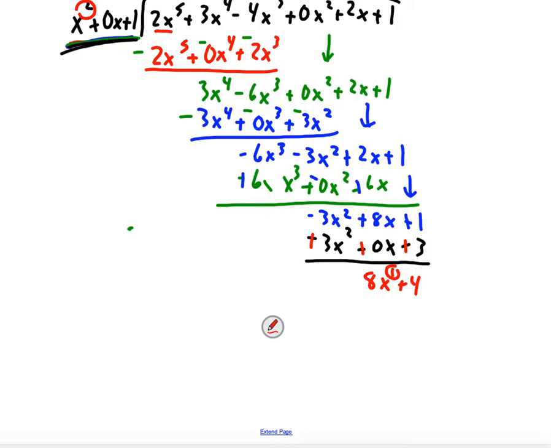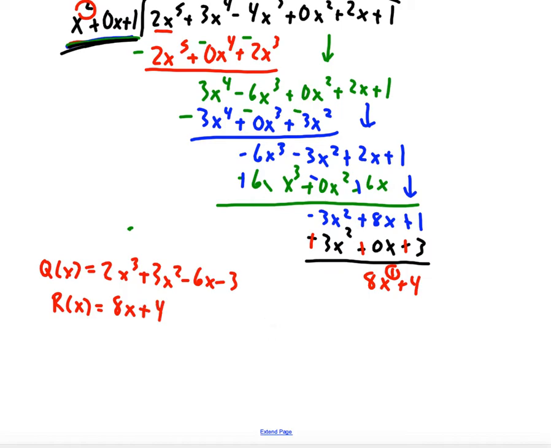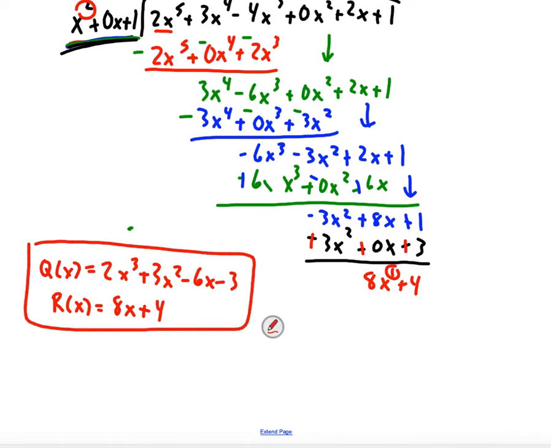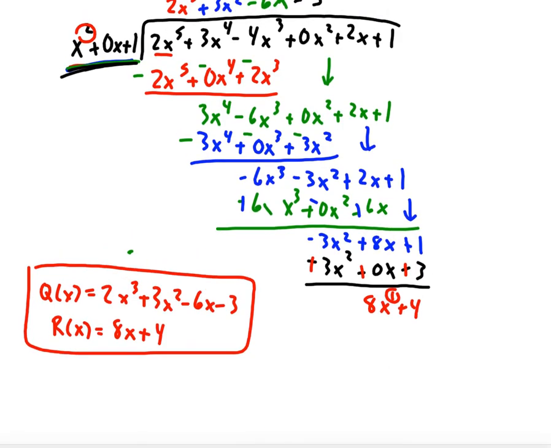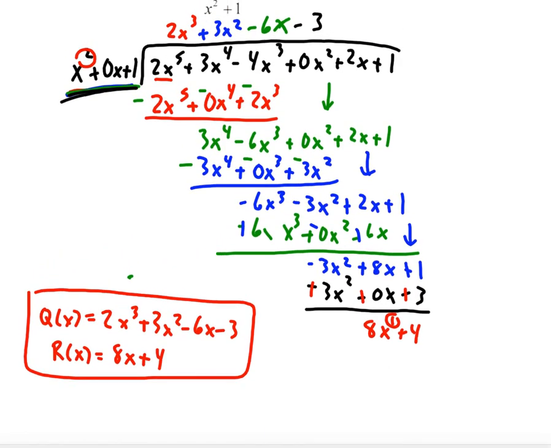So let's write out our answer. They asked us what q of x is. That's what's above the box up there. So that's 2x to the third plus 3x squared minus 6x minus 3. Our remainder is what's left over, which is 8x plus 4. So that's all you were asked this time to find: what's the quotient and what's the remainder? So there you have it.